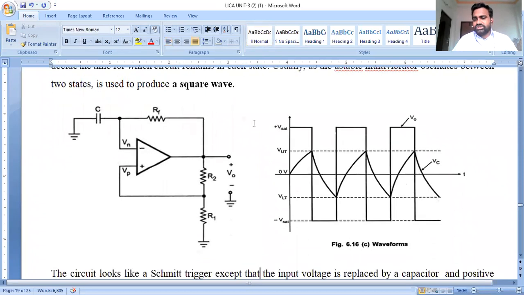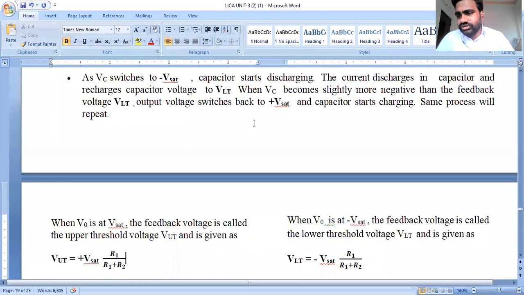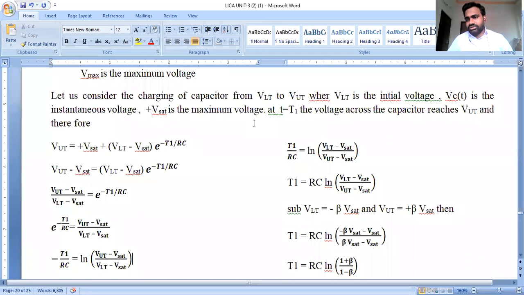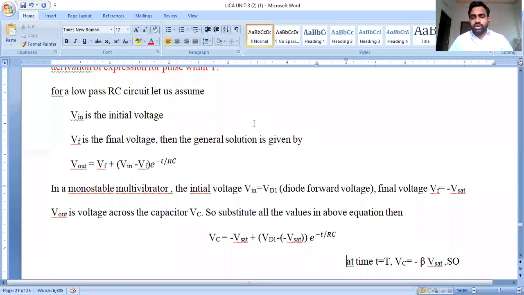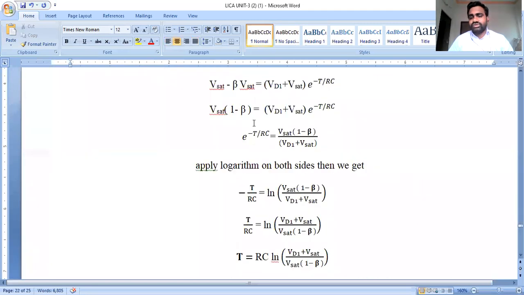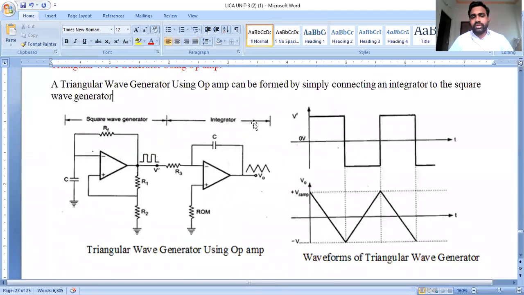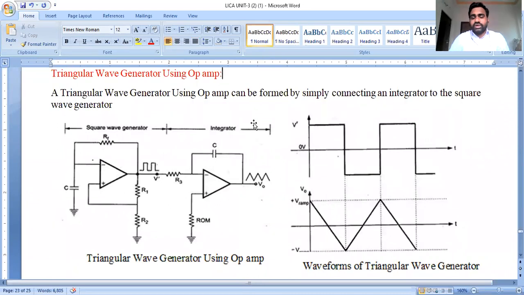These are all discussions of zero crossing detectors, Schmitt triggers, and multivibrators. These are all square wave generators, peculiar square wave generators. So now we are discussing a triangular wave generator. How do we construct a triangular wave generator? Up to this discussion we analyzed square wave generators. At this point we are discussing a triangular wave generator.